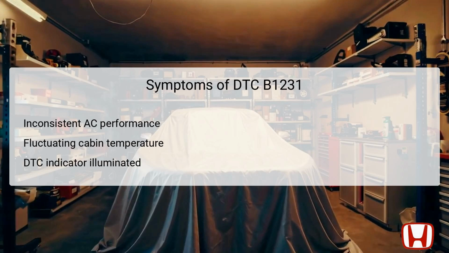One symptom is inconsistent performance from the air conditioning system. Drivers may notice fluctuations in cabin temperature, where the AC fails to provide the expected cooling, or may even switch to blowing warm air unexpectedly. Moreover, the DTC indicator light will illuminate on the dashboard, drawing attention to the issue and indicating a need for immediate attention.